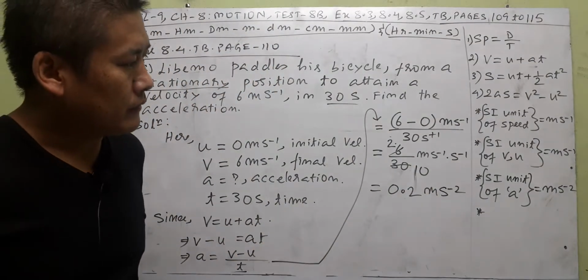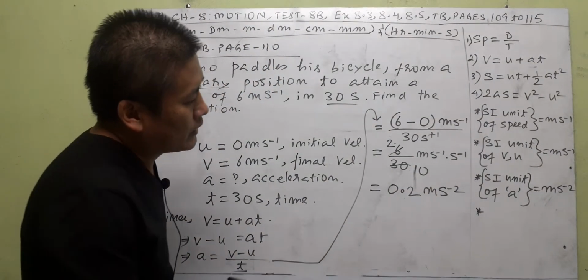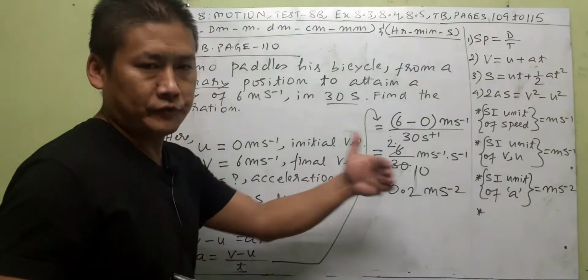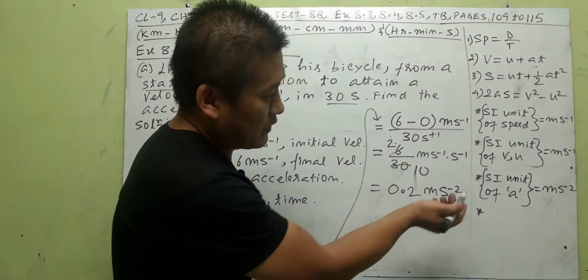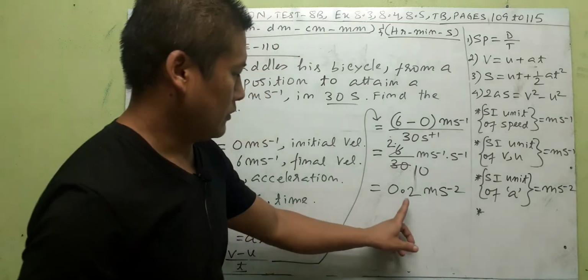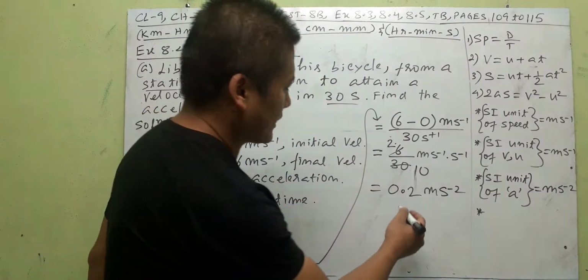Is the change in velocity. Okay, so here it is the rate of change of velocity. So divided by time, therefore second square. Okay, so this is the answer for his acceleration.